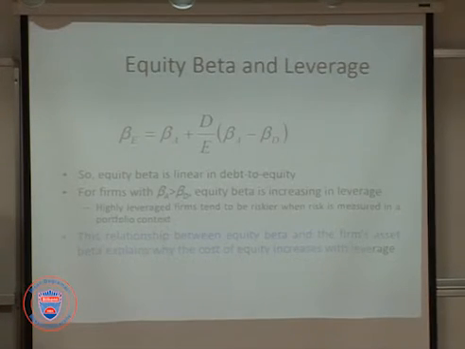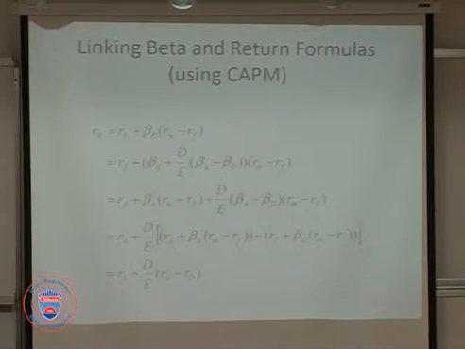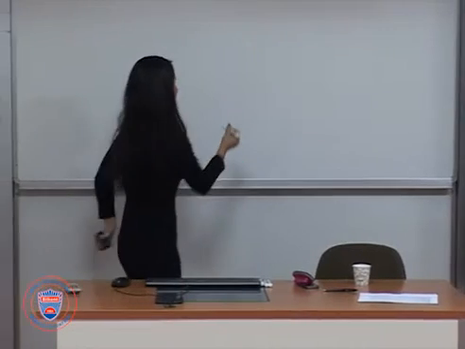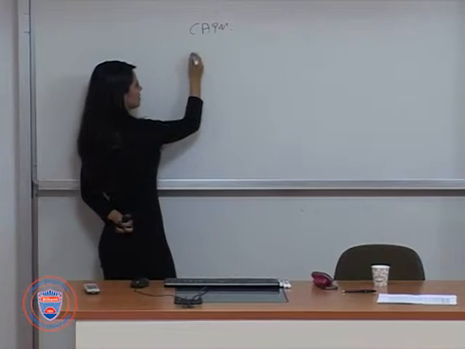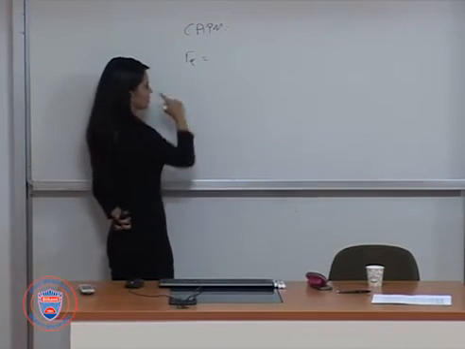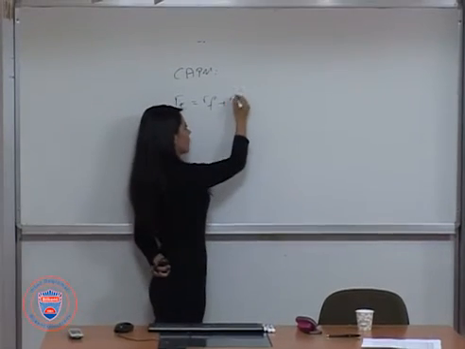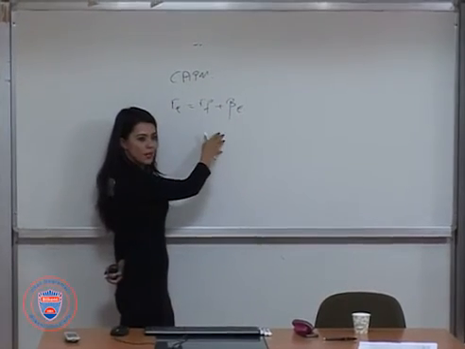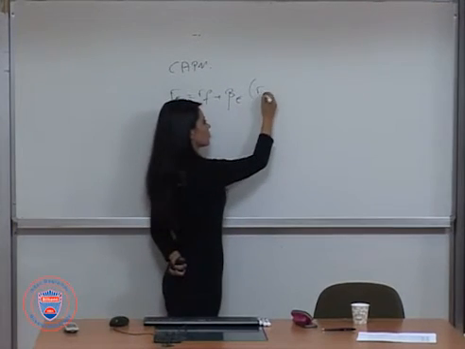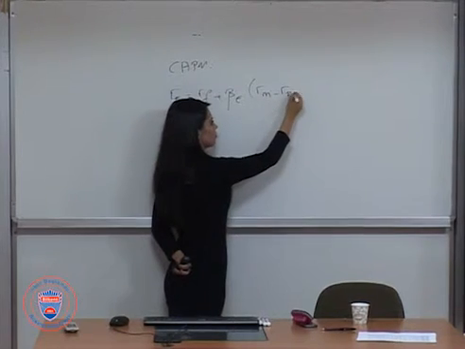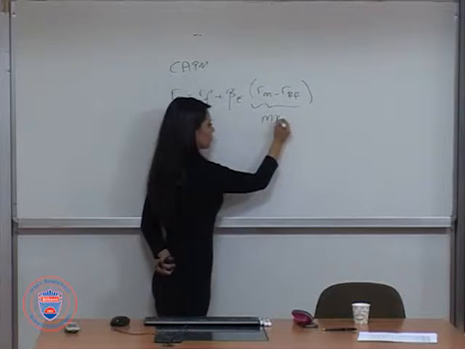Okay. And if you remember CAPM, do you remember CAPM? Really? Good. This is how you find the return on equity. You use some risk-free asset, and then you multiply the beta of the stock with the market risk premium, which is the difference between market return and the risk-free rate. So this was the market risk premium.